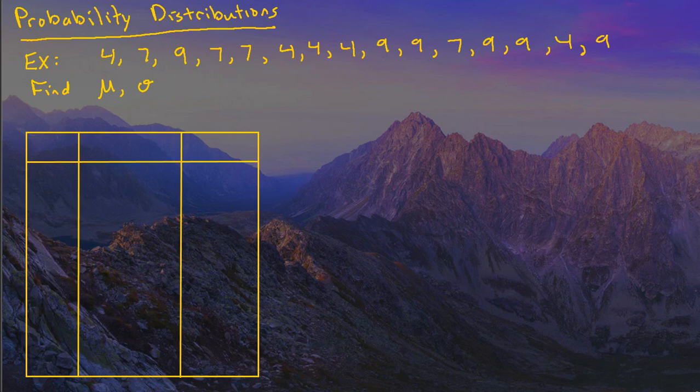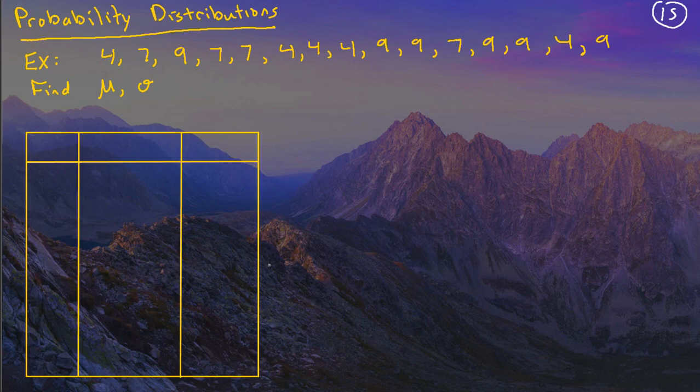Let's say I wanted to find the mean and standard deviation of this data right here. Based off of what we've done so far, we would add up all of this data and then divide by the number of data that there is, which in this case is 15. But hopefully you see that the more data that we have, the more cumbersome that method will become. So we do need a different method. This is where making a probability distribution will help us out.